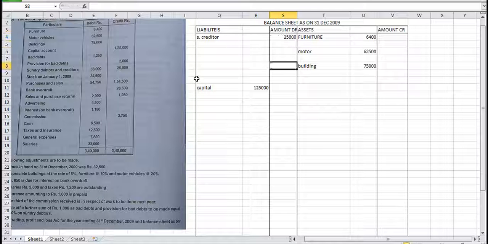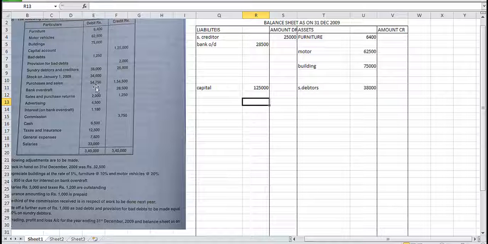Now take the debtors, sundry debtors. Sundry debtors amount 38,000. Now take the amount, stock we have already taken, purchase, sales, bank overdraft 28,500. We didn't take bank overdraft. Bank overdraft is 28,500, but we have interest also, so taken inside 28,500.